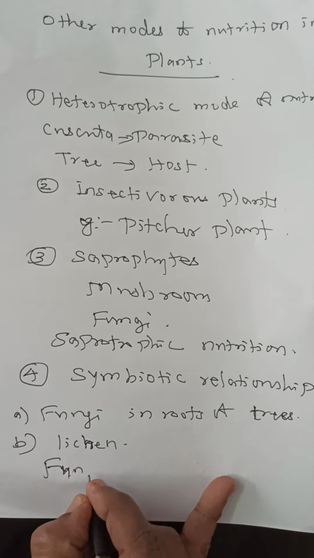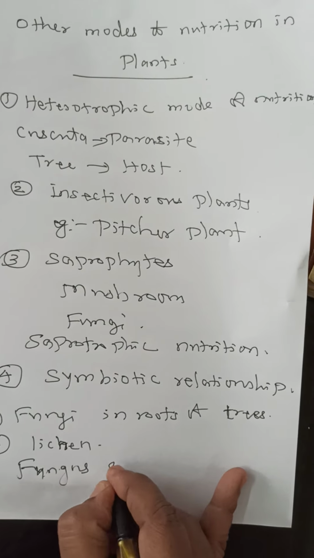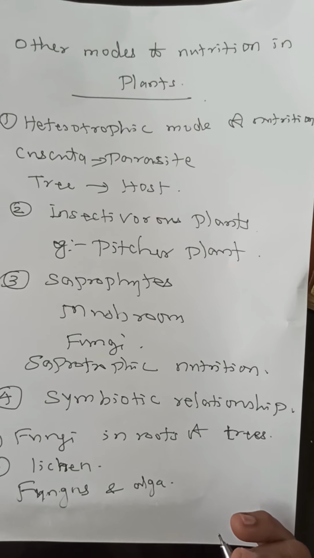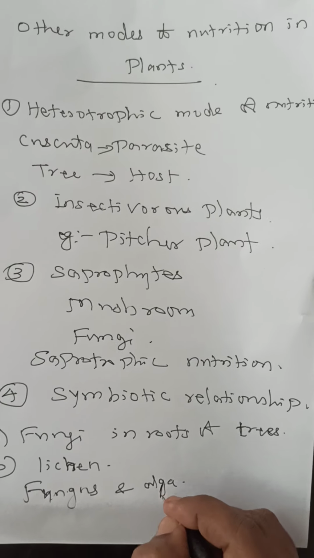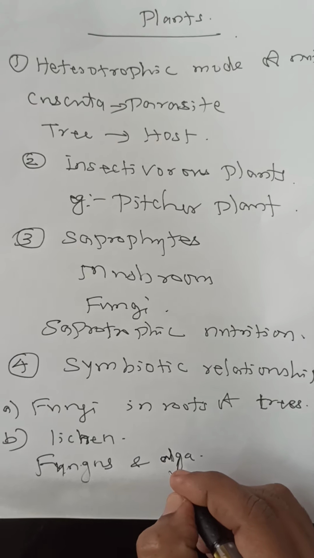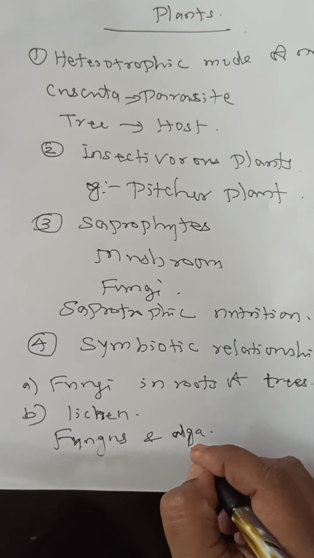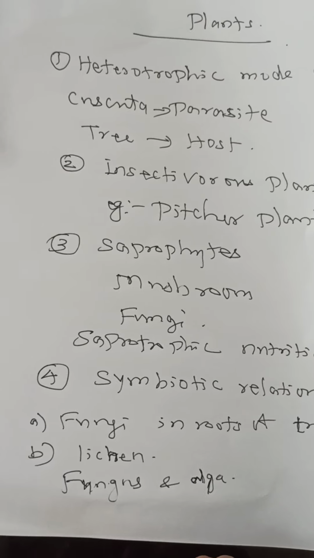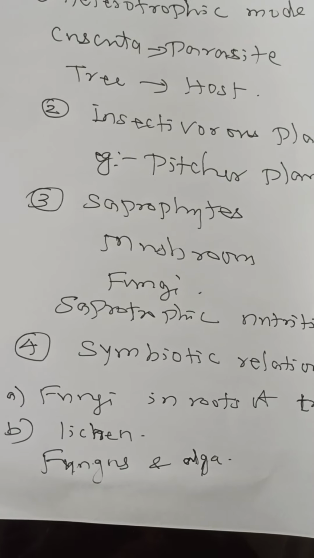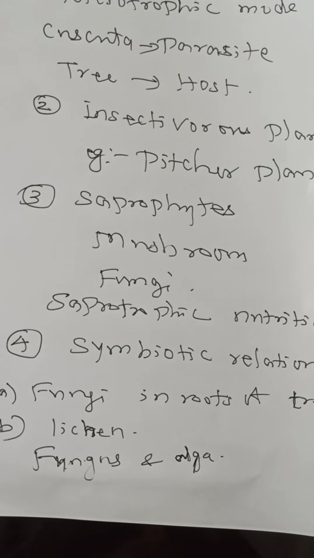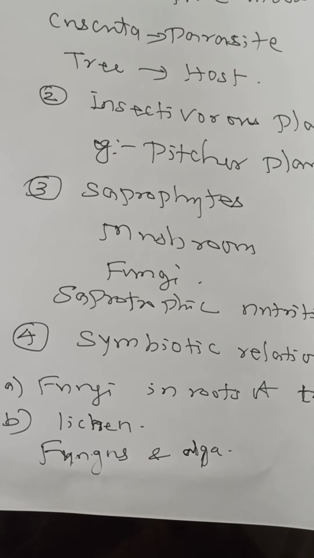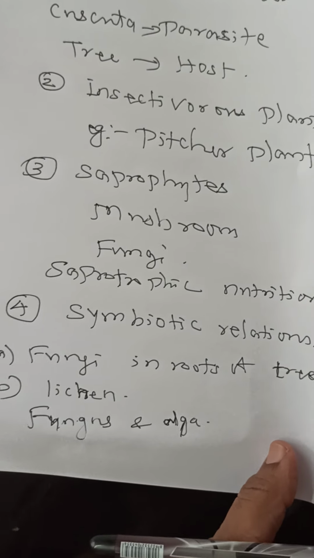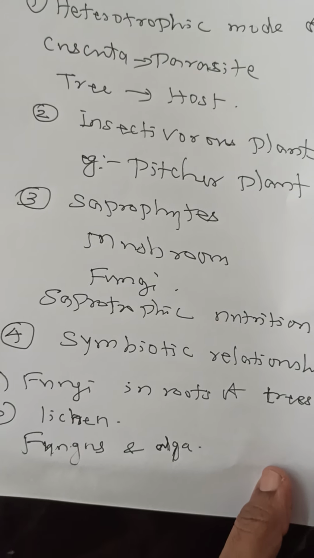algae. Algae and the fungi, both are beneficial. You know, algae has chlorophyll, so they are able to prepare their food, and this prepared food is given to the fungus. And what will the fungus do? The fungus gives water, minerals and shelter to the algae. So both are beneficial. So it is also another example of a symbiotic relationship.